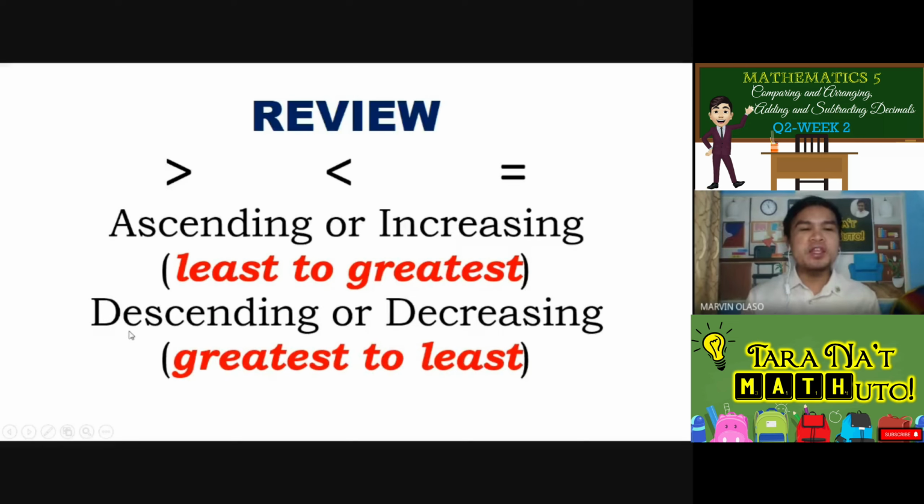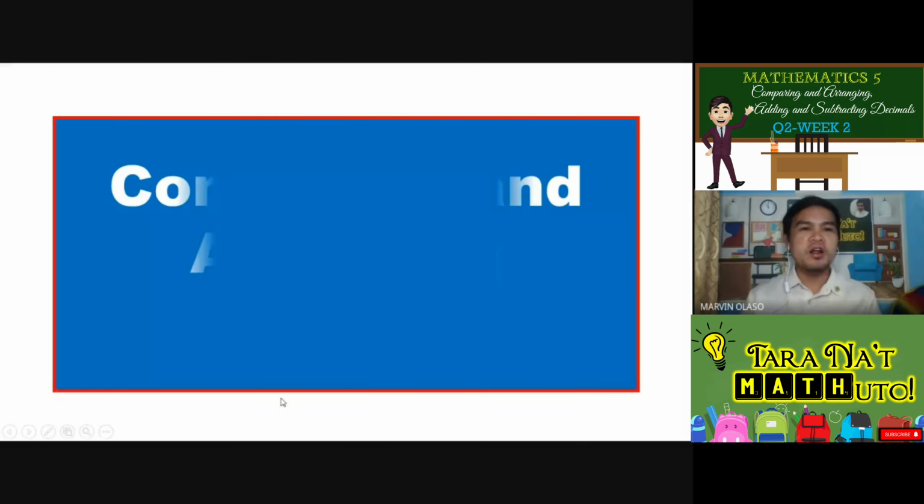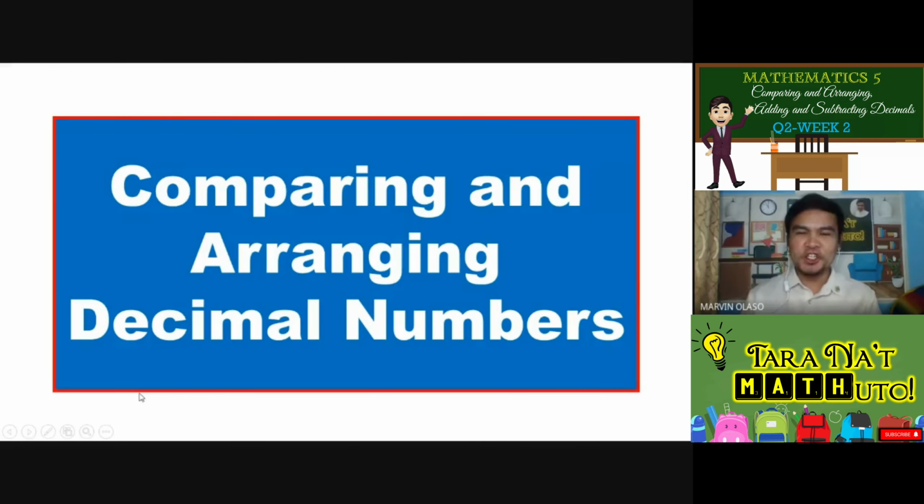And if you read the word descending, it means decreasing. You will start with the greatest value going to the least value. Simula sa pinakamataas na halaga hanggang sa pinakamababang halaga. So these are the two things that you should remember kasi minsan ay nababaliktad. Ascending, unti-unting tumataas. Descending, unti-unting bumababa ang value. Let's start now our first lesson all about comparing and arranging decimal numbers.